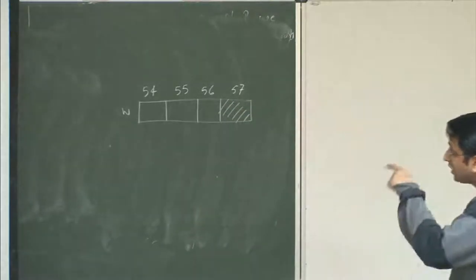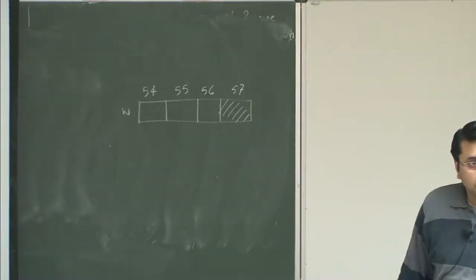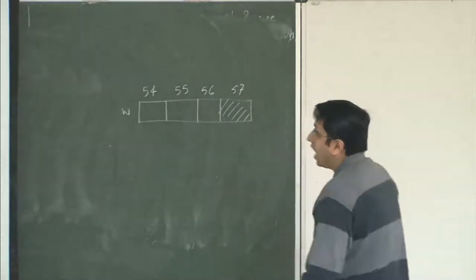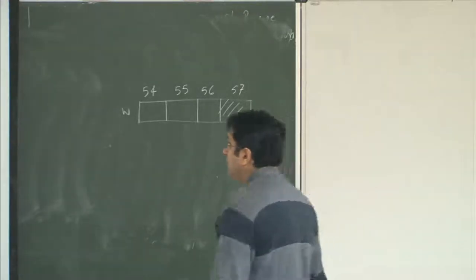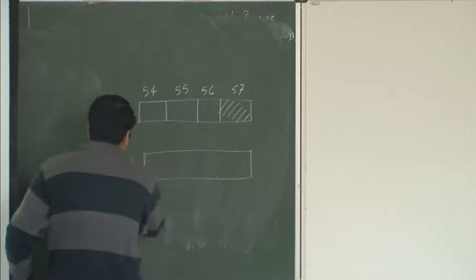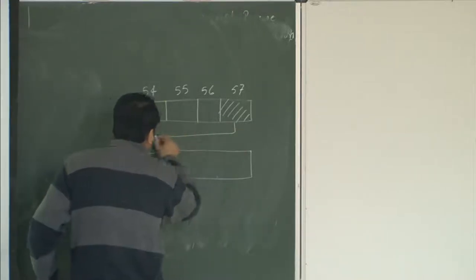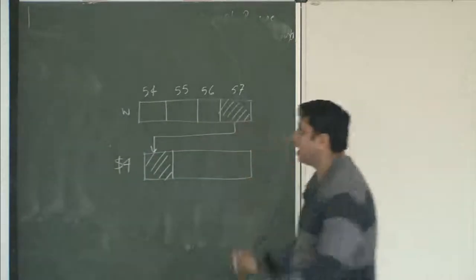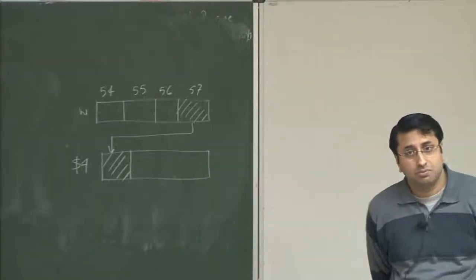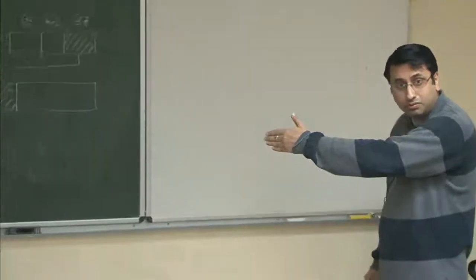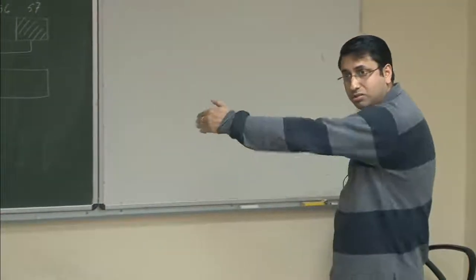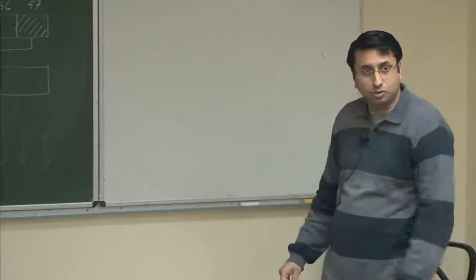Extract the bytes contained by W that start from this address. Put these bytes, in this case just one byte, in the upper portion of $4 and leave the remaining bytes unchanged. So at the end of this instruction, $4 will have this byte copied here, with the remaining 3 bytes unchanged. This is load word left. Starting from the address, take the bytes and load them towards the left end of $4.